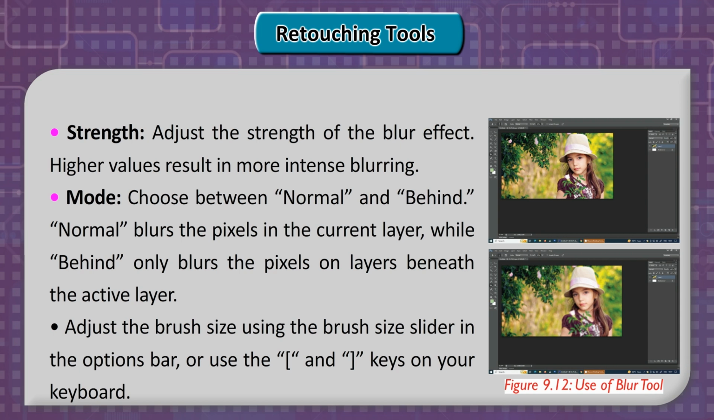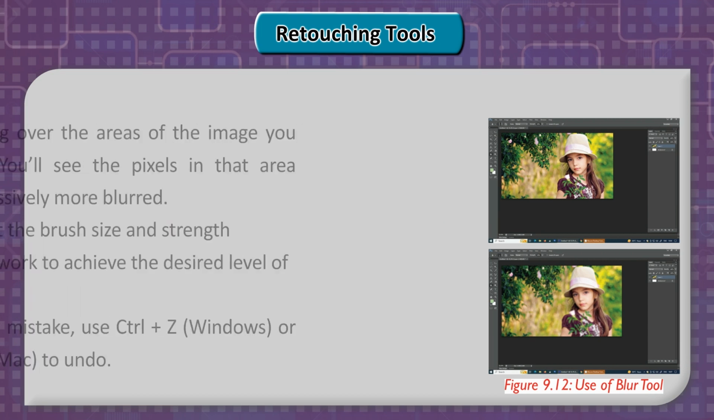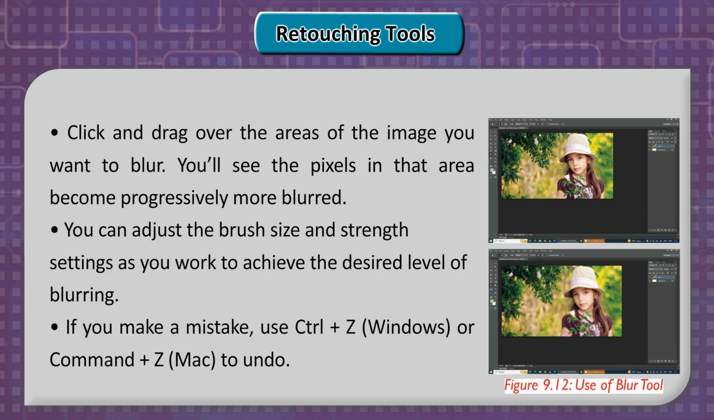Adjust the brush size using the brush size slider in the options bar, or use the bracket and comma keys on your keyboard. Click and drag over the areas of the image you want to blur. You'll see the pixels in that area become progressively more blurred. You can adjust the brush size and strength settings as you work to achieve the desired level of blurring.